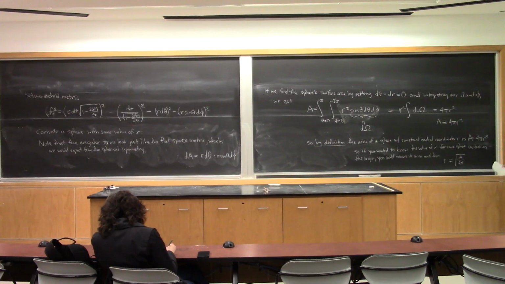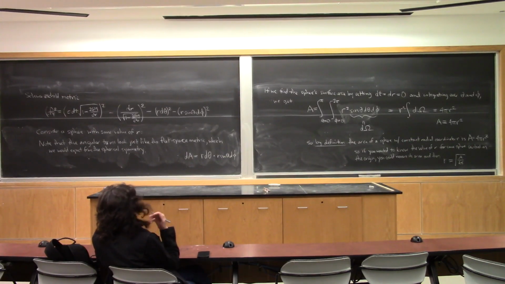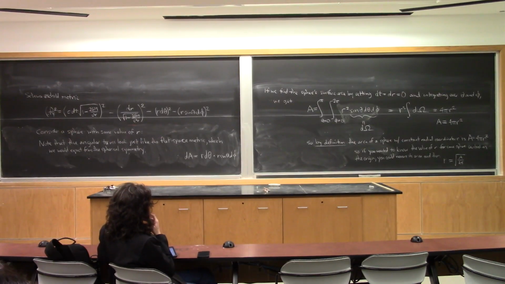So this is how you could, in practice, imagine I've got this sphere centered on the origin. I can't just find r by dropping a meter stick down to the center, because r isn't distance from the center. But I could measure its area, divide that by 4 pi, take the square root, and that's the r value on that sphere. You could do that for every sphere. Does that make sense?